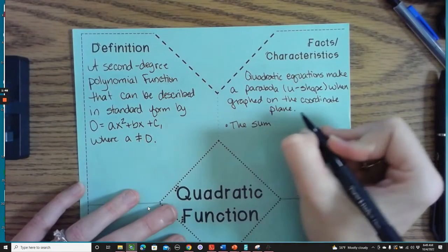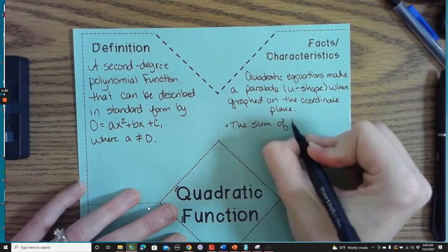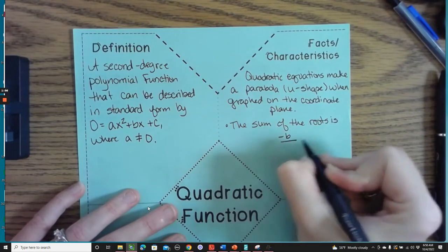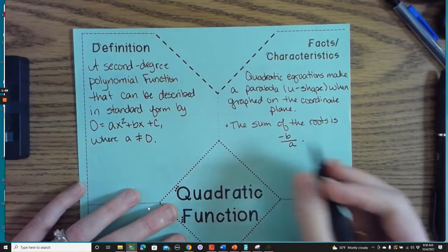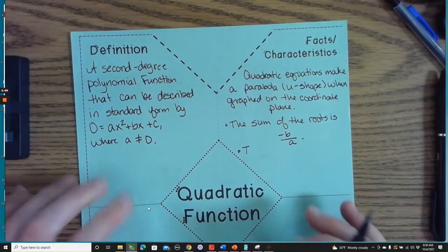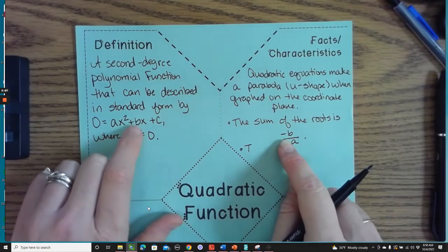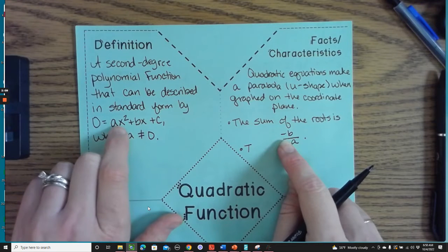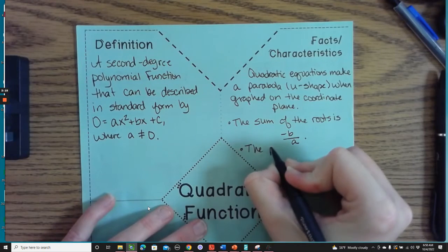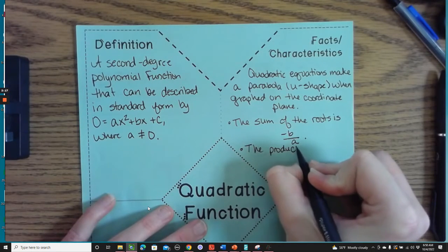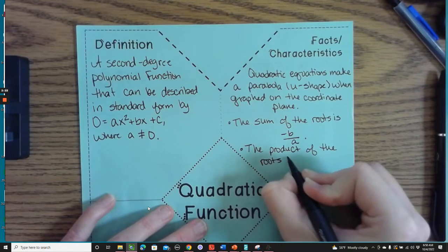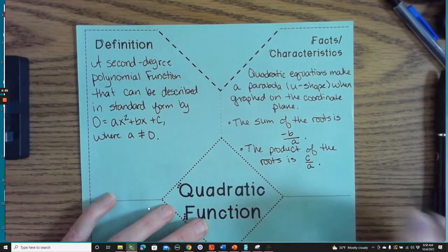with a quadratic equation or a quadratic function, the sum of the roots, which is the solutions, is negative b over a. So if you add the two solutions, the two zeros, the roots, it's the same thing as taking the coefficient for b and the coefficient for a, dividing them and changing the sign. The product, so when you multiply the roots, product of the roots is c over a.